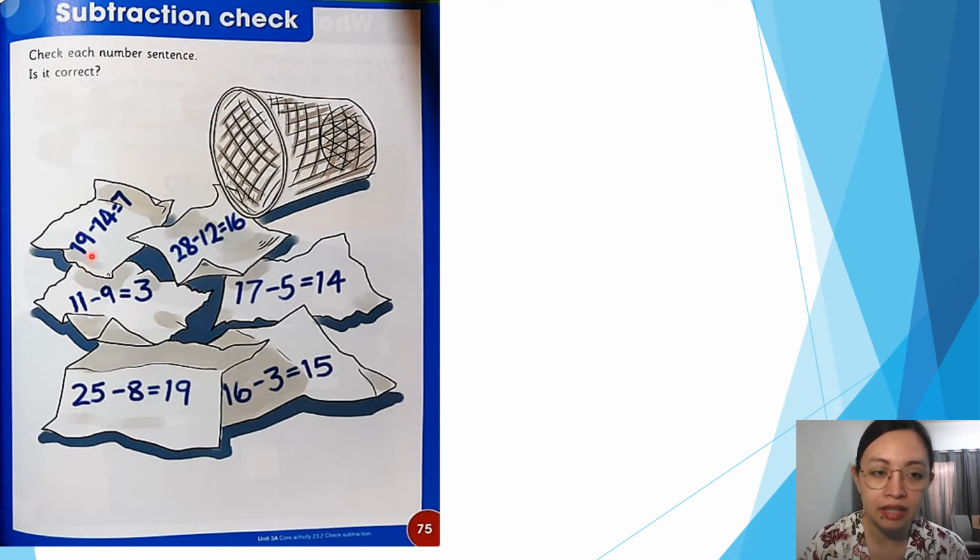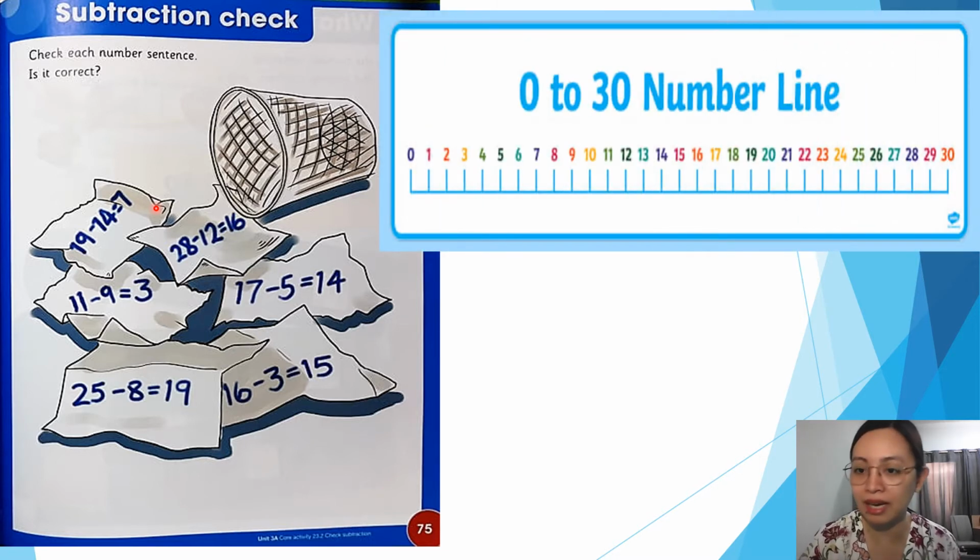This one, 19 minus 14 is equal to 7. Let's check if it's correct. Now, how are we going to check if the subtraction sentence is correct? We will use a number line. Remember, we already studied how to use the number line for subtraction and addition. So let's do it. We will circle 19. And since this is subtraction, we will go to the left, going to the smallest number, which is 0. So 19 minus 14.